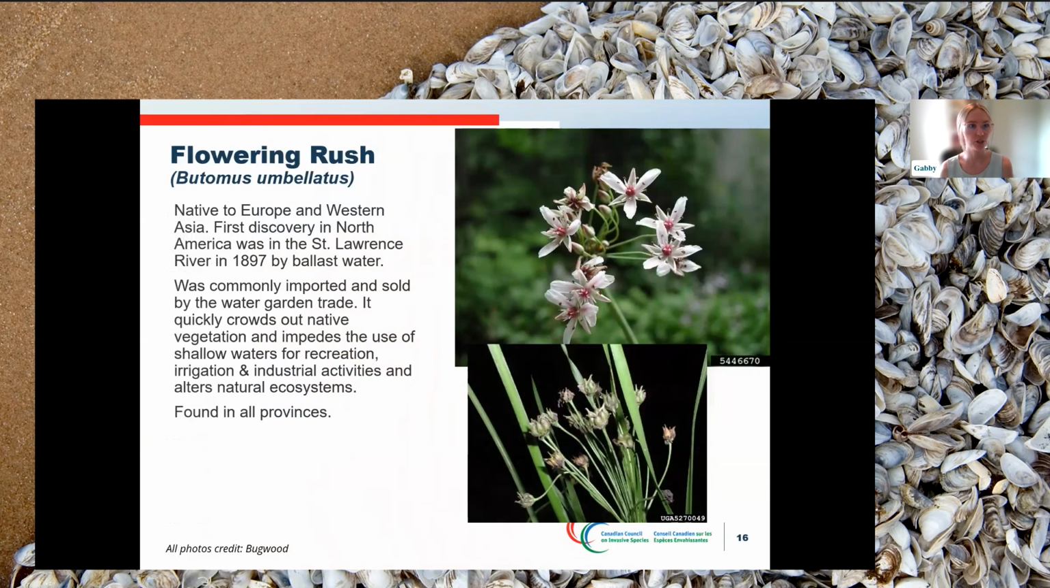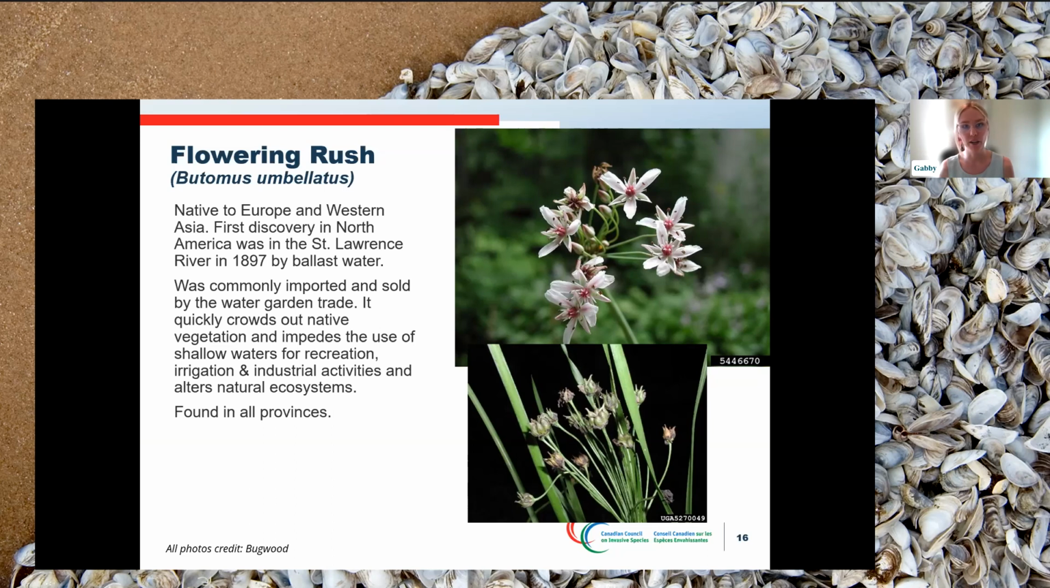So, flowering rush. This is an aquatic plant species native to Europe and Western Asia, first discovered in North America in the St. Lawrence area, and it's in the Great Lakes region as well. So it's been here for a while, introduced through ballast water, and it was commonly imported and sold through the water garden trade. You can see just by looking at the flowers, they're very pretty.